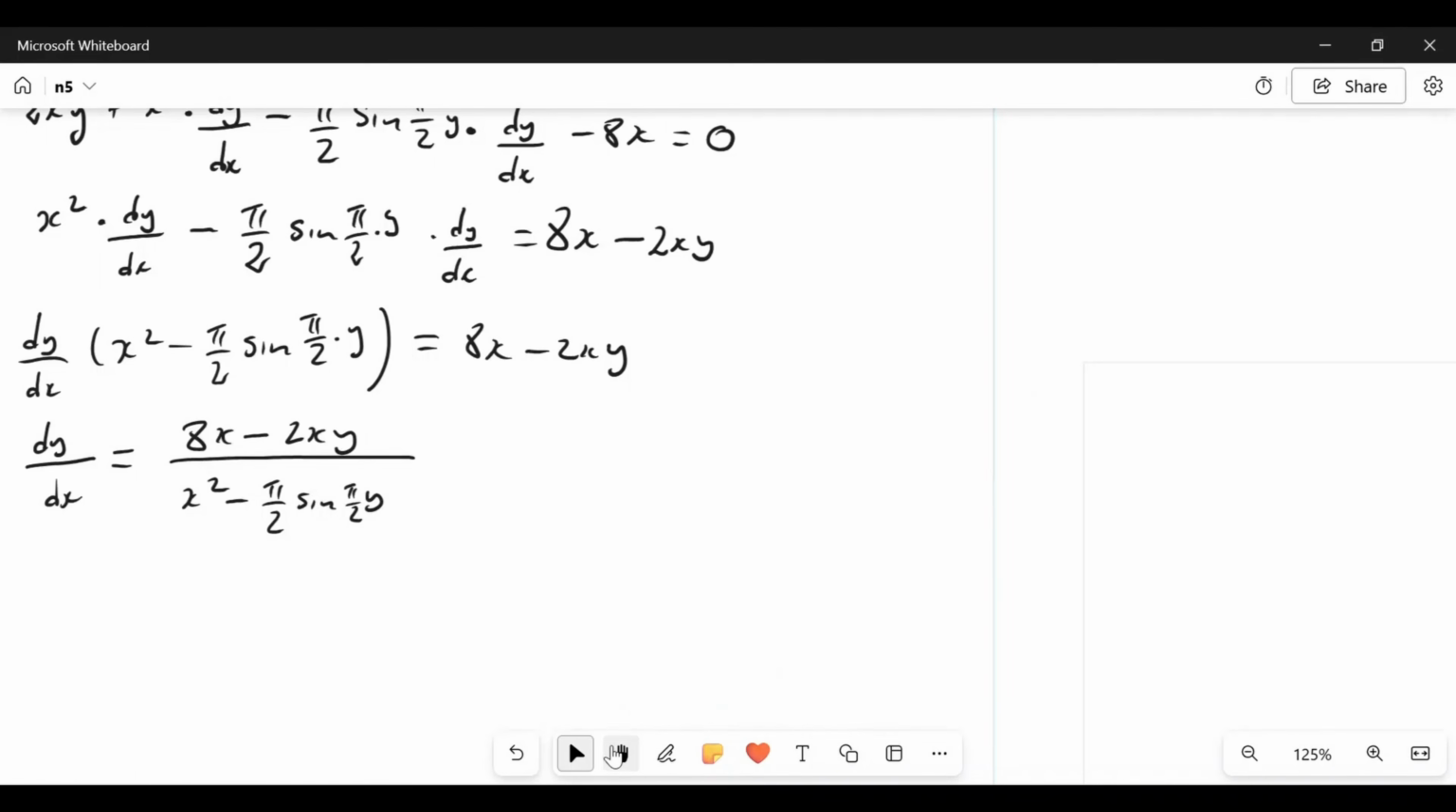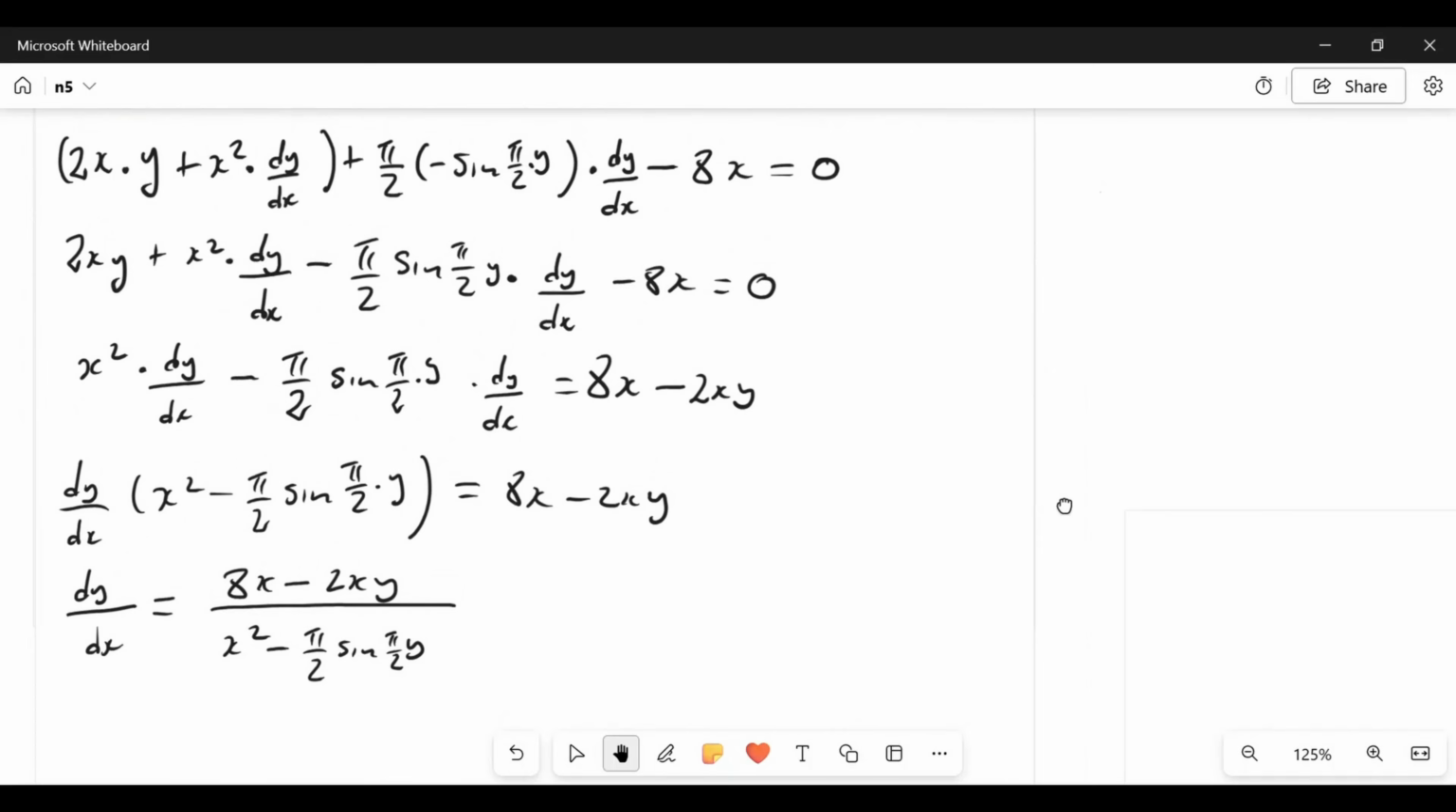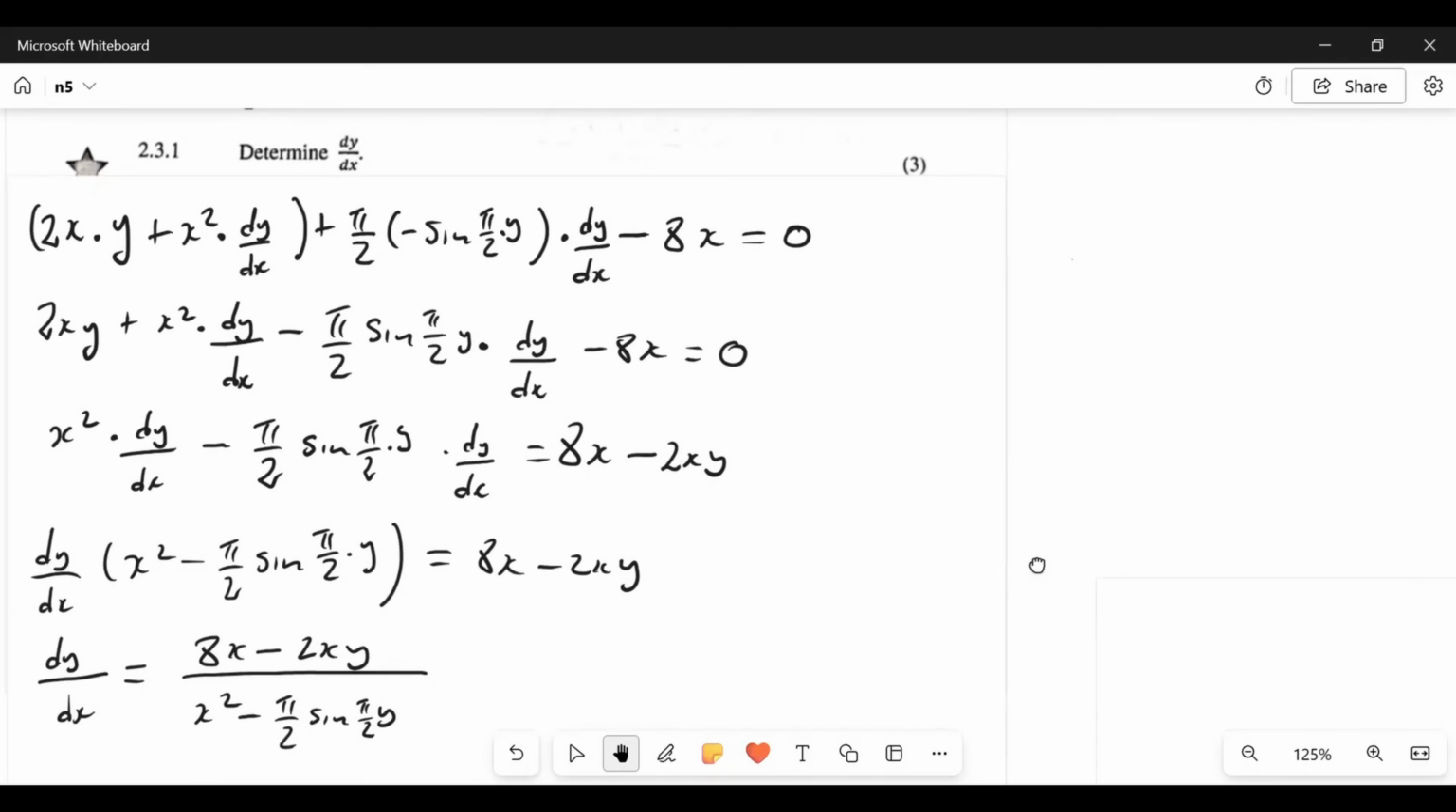Again, guys, this was implicit. Just in case you don't know much about implicit differentiation, this is how you do it, guys. So we are done with this question. If you didn't understand, you can rewatch at the point where you get lost. And if you have a question, you can leave the question in the comments.